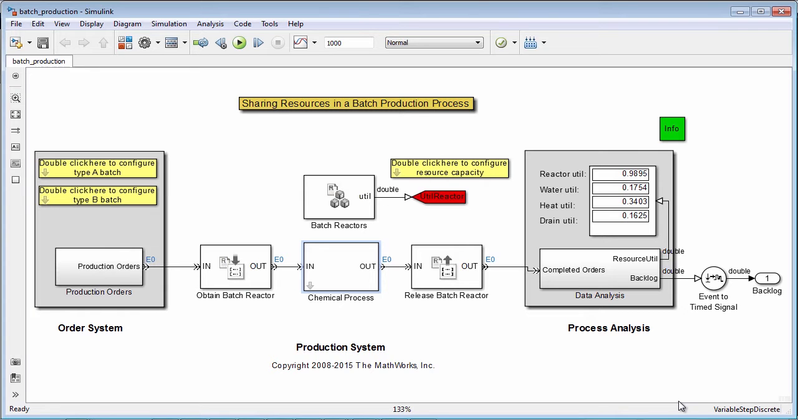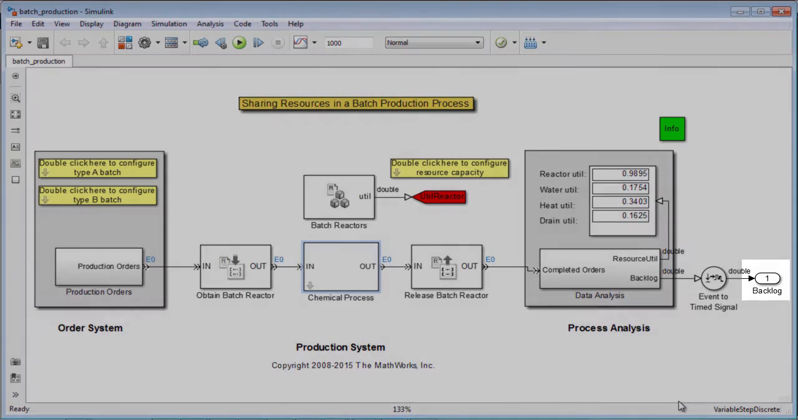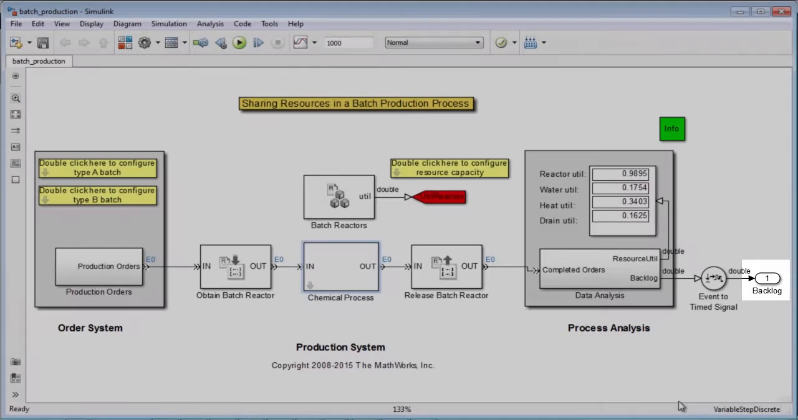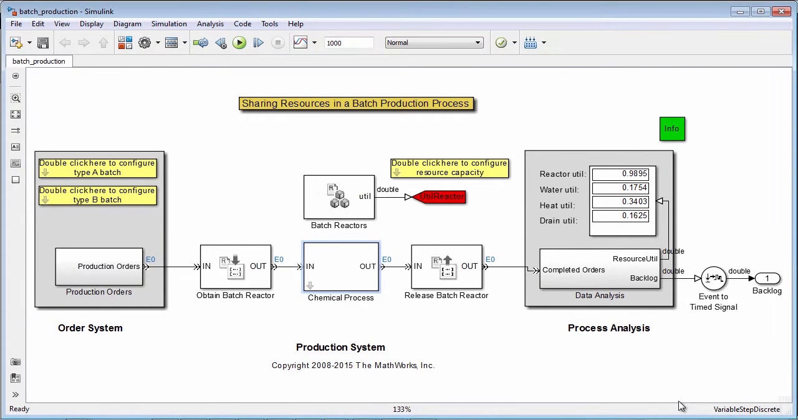The other important part of this model you should notice is the output backlog. We are going to be using this output of the model during optimization to minimize the backlog of orders while taking into account the cost of adding resources to the process. Let's now move to the optimization script.